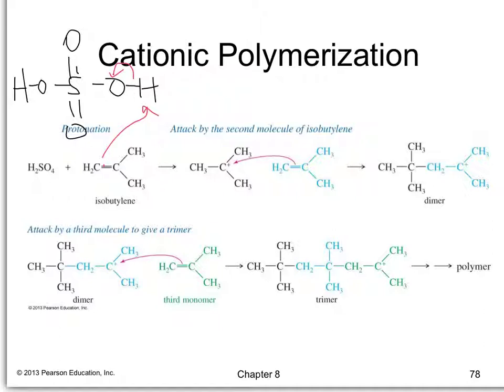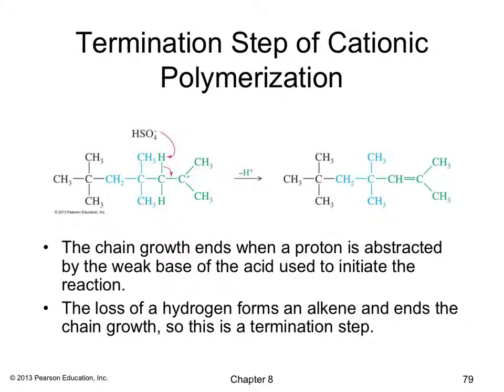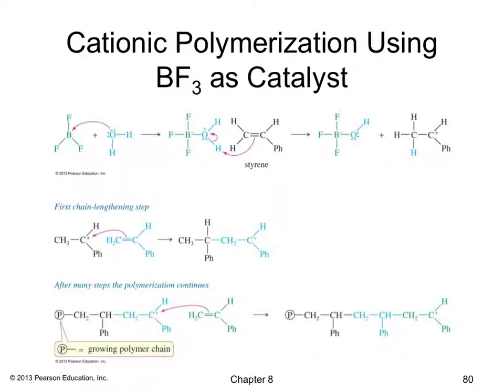So then that is reactive with another molecule of isobutylene. Again, your nucleophile is from your double bond attacking, and then you generate another carbocation. You continue this cycle until you generate a polymer. This can be quenched where you have HSO4 minus that was generated from the first protonation step, where that will pluck off a hydrogen and form a double bond. So at the end of this polymer, you're going to have a double bond. And that's the termination.